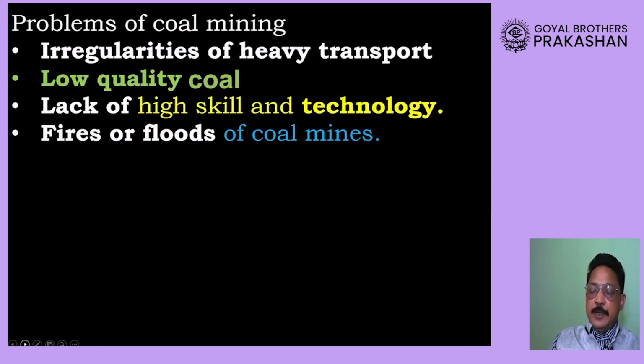Now, please remember some of the problems associated with coal mining. Coal is a very heavy mineral, dear students, and it requires a very heavy transport cost and very heavy transport equipment, and there is a lot of irregularity in transporting it. Second, in India we don't find the best quality of coal, that is anthracite. Then the technology used in India is also quite poor. And the fourth problem is fire or floods that occur in the mine.